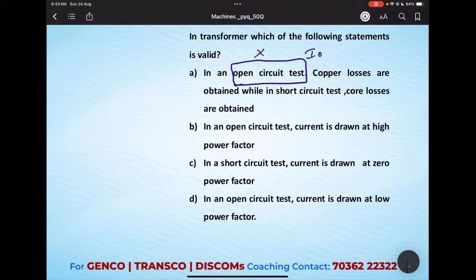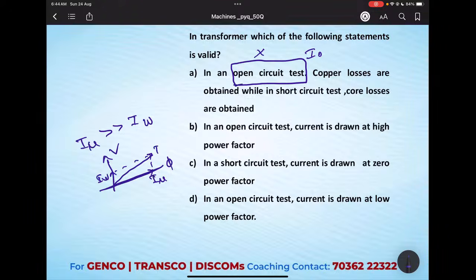In an open circuit test, current is drawn at high power factor. I think in yesterday's session we discussed the magnetizing current. Magnetizing current is far greater than the iron loss component. So from the phasor diagram we observed that, we'll write again the phasor diagram. This is I mu, this is I W, this is the equivalent current I naught.